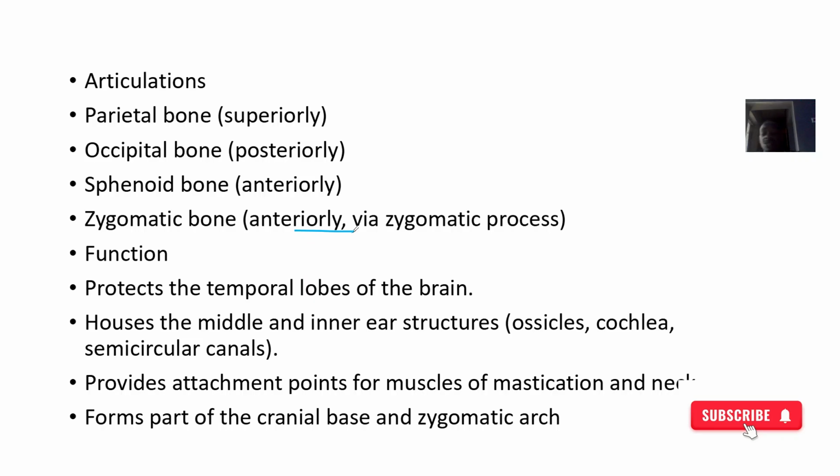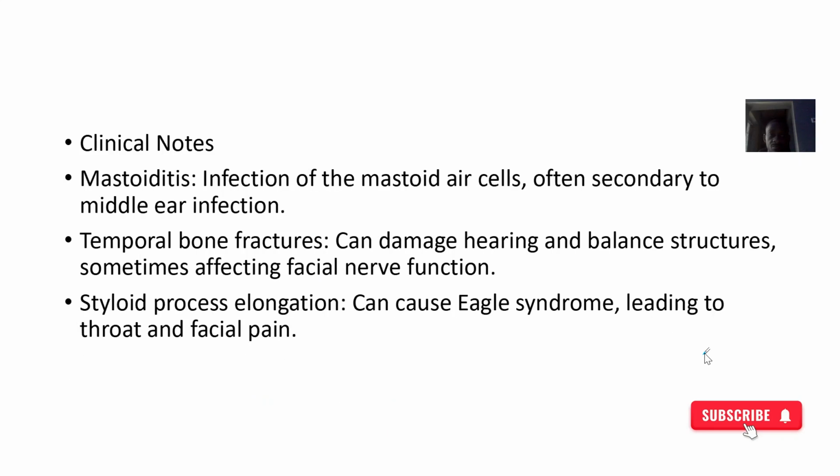Function is to protect the temporal lobes of the brain, also to house the middle and the inner ear structures, also to provide attachment for muscles that you use in chewing, and also muscles of the neck, so that you can be able to move your neck the way you want, and also forms part of the cranial base and the zygomatic arch. It could be affected by mastoiditis, which will affect the mastoid process.